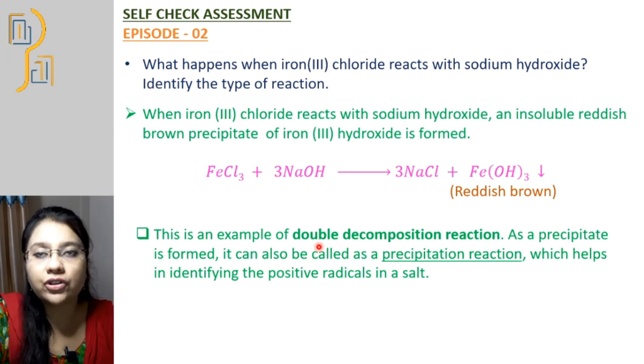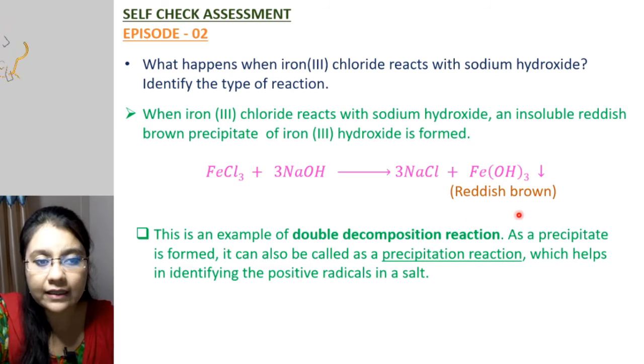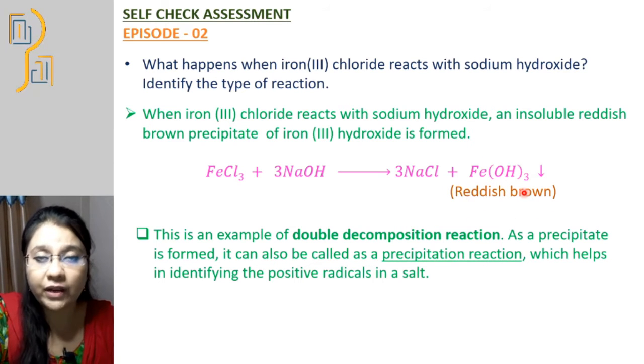This type of reaction is an example of double decomposition reaction, and as here we get a precipitate, these reactions are also called precipitation reactions, which help us to identify the positive radicals in a salt.